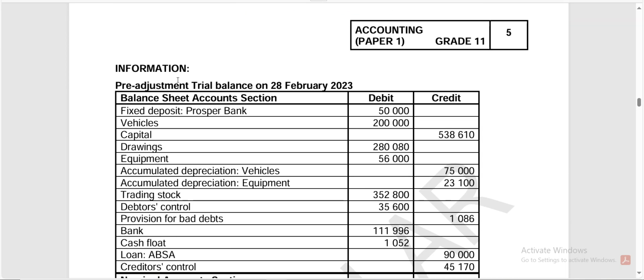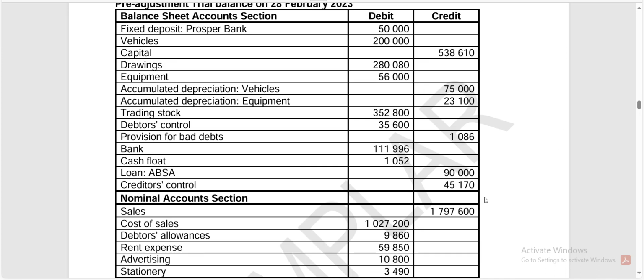So now here they've given us the pre-adjustment trial balance. Pre-adjustment means that this is the trial balance constructed before the adjustments were taken into consideration. So some of these figures in the nominal section will need to be updated.